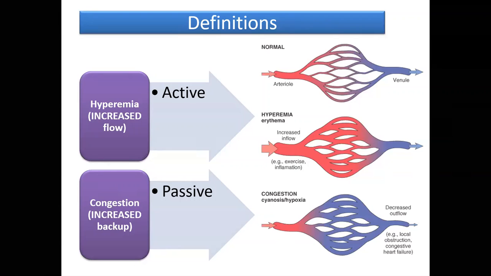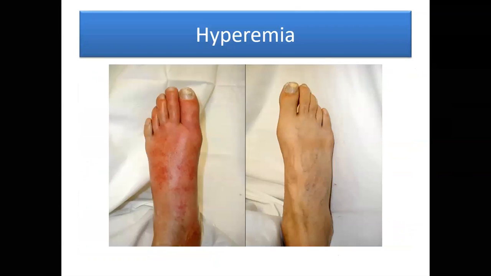So once again, the definitions are hyperemia and congestion. Hyperemia is an active process, congestion is a passive process. Moving on. This is an example of hyperemia. This patient, which leg is affected? That one or this one? Oh, this one. Good. I just ask sometimes questions just to wake you guys up. Okay, and very simple questions. I hope you do the same.